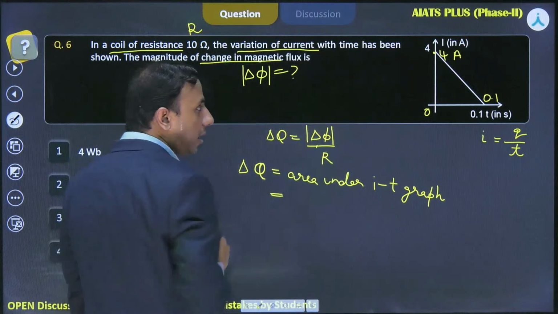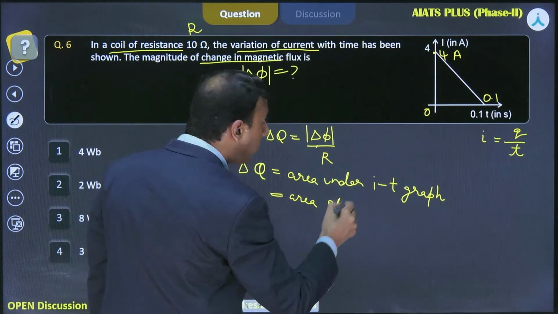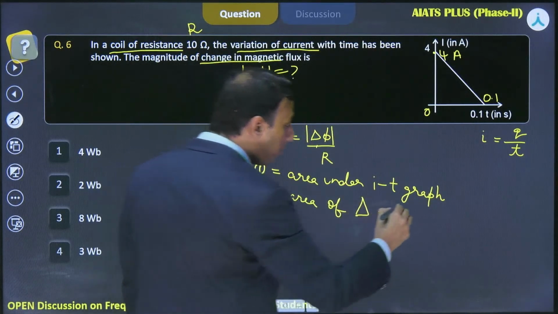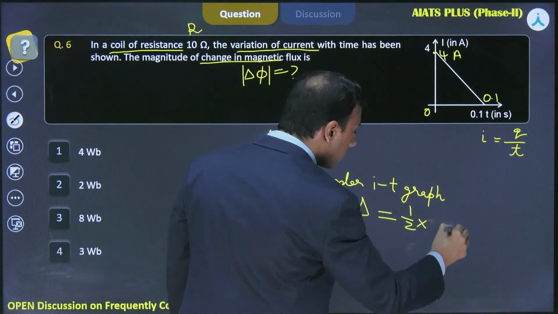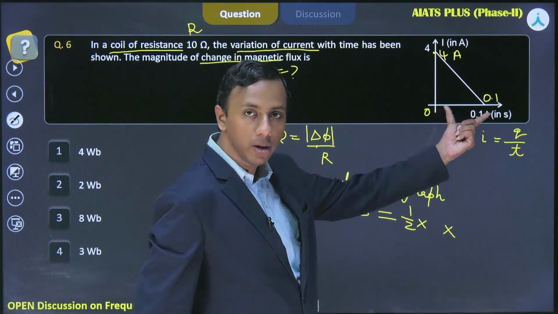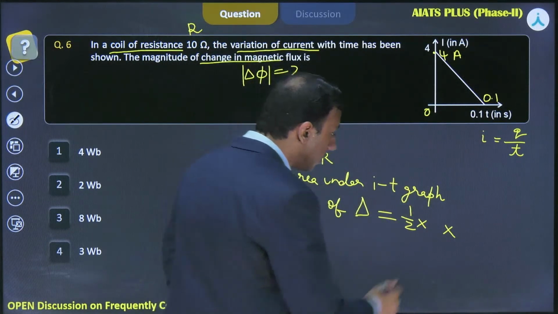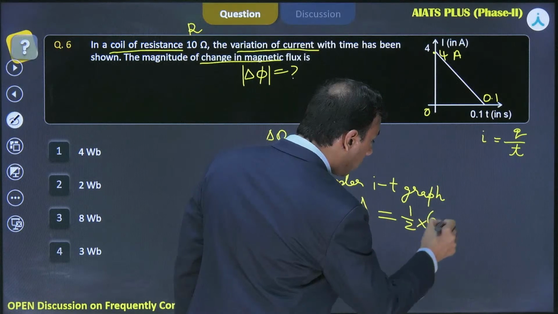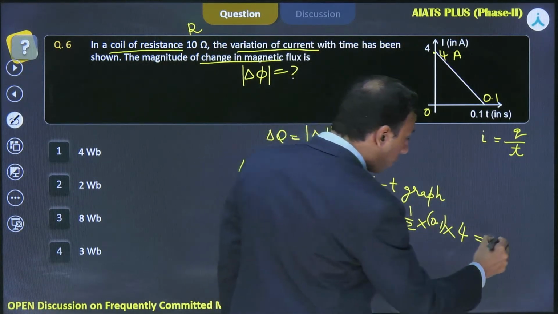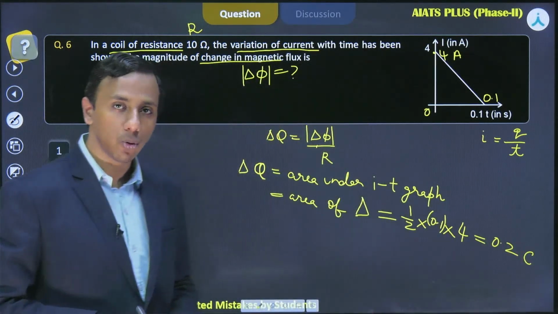And here what is the area? Area of a triangle, isn't it? We have a beautiful triangle, we have to find the area. Half into base into height. What is the base? 0.1. Height is how much? 4. Half into 0.1 into 4. 2 multiplied by 0.1 is 0.2. So 0.2 what? Coulomb. The SI unit of charge is coulomb.